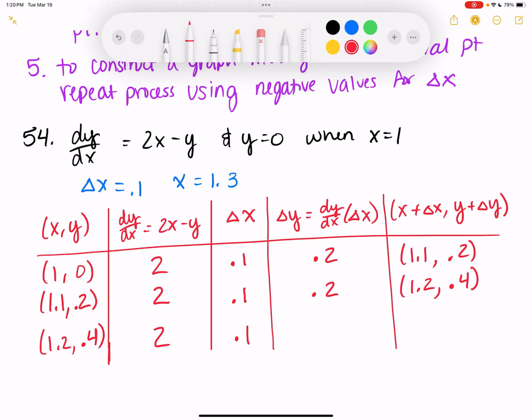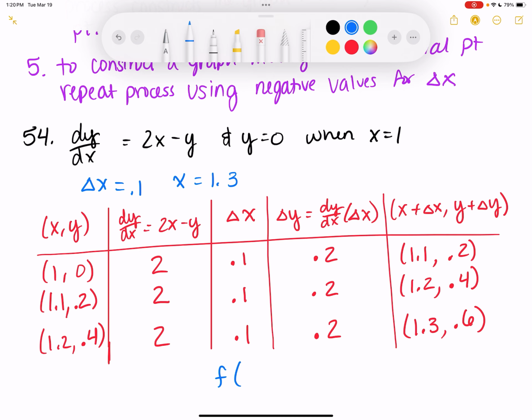Then 0.1. We've already said that's going to be 0.2. So over here, 1.3. That's x plus delta x. And then y plus delta y, so 0.4 plus 0.2 is 0.6. And that's where we're trying to get to. We want to know what y is when x is 1.3. So that would tell us, without knowing the equation, f of 1.3 is equal to 0.6. And that would be the answer for that. So you don't necessarily have to do the table, but it makes it easier.